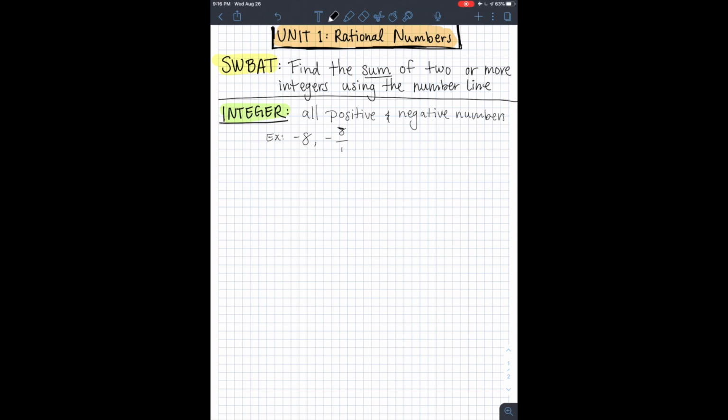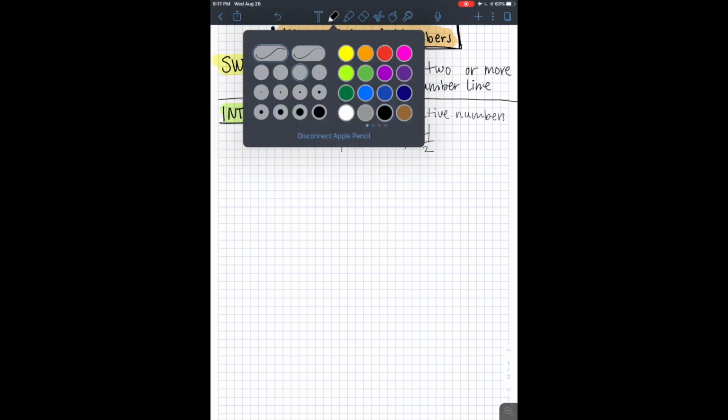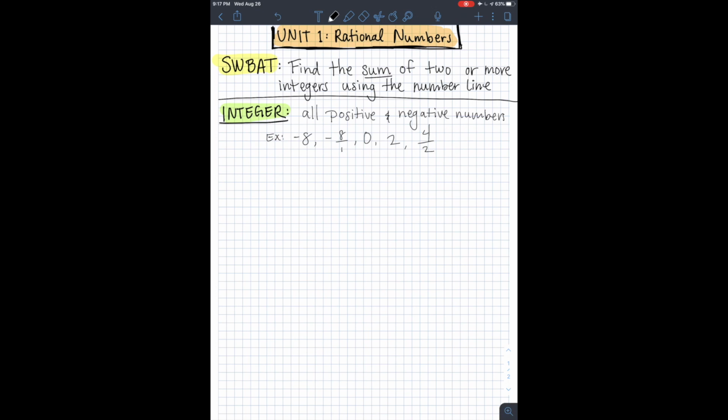So for example, -8 is an integer. -8 over 1, even though it looks like a fraction, when you simplify it, it's still a whole number, it's still an integer. 0, 2, and 4 over 2. These are some examples. 4 over 2 is also an integer because when you simplify it, 4 over 2 is like 4 divided by 2. 4 over 2 is 2. So it's the same as 2. It's definitely an integer.